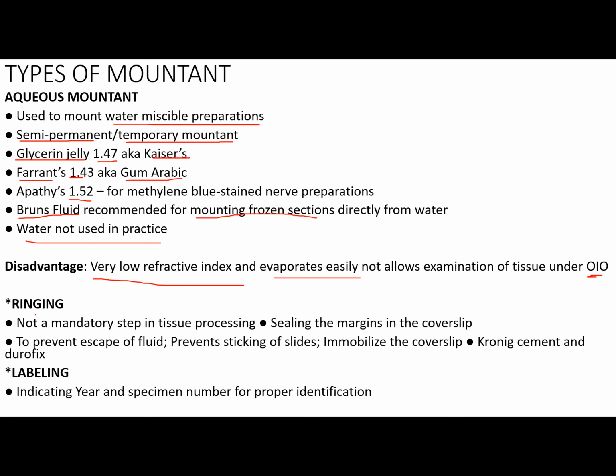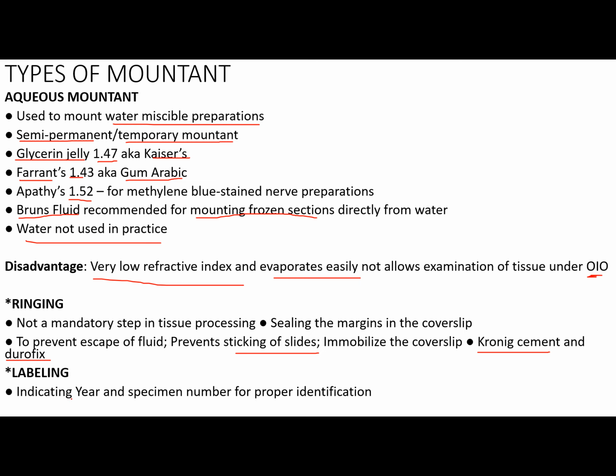Now, other things you have to consider, class, are ringing and labeling. Ringing is not a mandatory step in tissue processing, class. It seals the margin of the cover slip, used to prevent escape of fluid, prevent sticking of slides, and immobilize the cover slip. Examples of substances used in ringing, class, are chronic cement and Durofix.